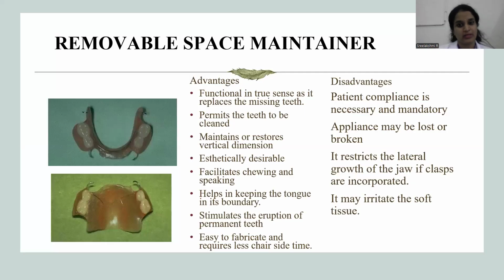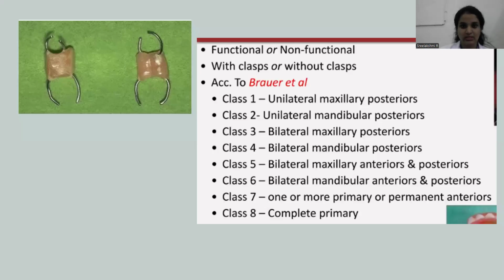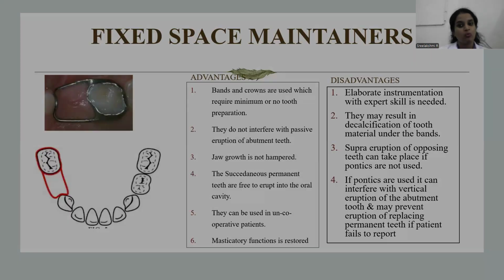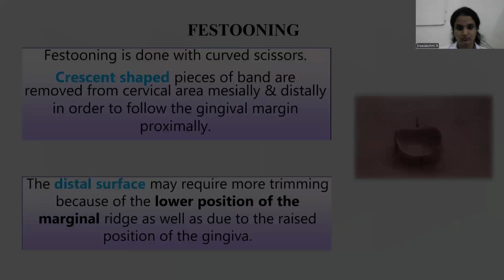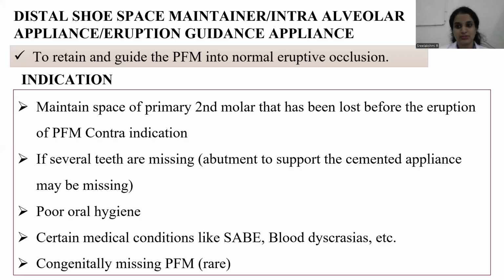Coming to the removable space maintainers. These are the removable space maintainers. Fixed ones include the band and loop space maintainer. So I'll be talking about the distal shoe. The distal shoe is a space maintainer. Other names for the distal shoe are intra-alveolar appliance or eruption guidance appliance. Mainly it is to retain and guide the permanent first molar into normal position. That's why it is called an eruption guidance appliance, because it is actually guiding the eruption of the permanent first molar.